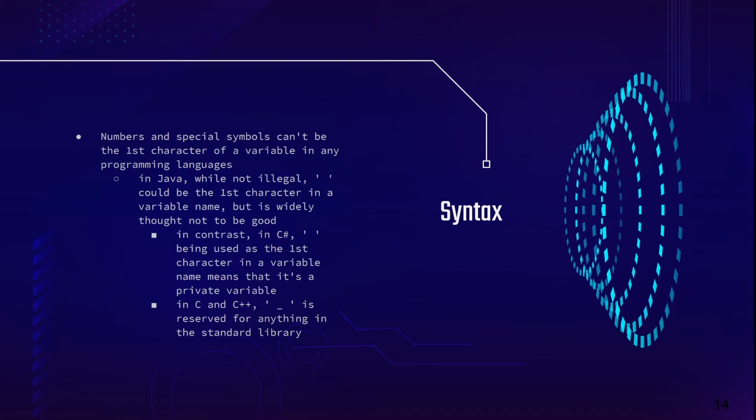Some things differ between languages. In Java, while it's not illegal, you can put a space as your first character in a variable name, but don't do that. In contrast, in C#, you can't use a space as the first character because it is considered a private variable. I've never seen that, but again, don't do it, please.